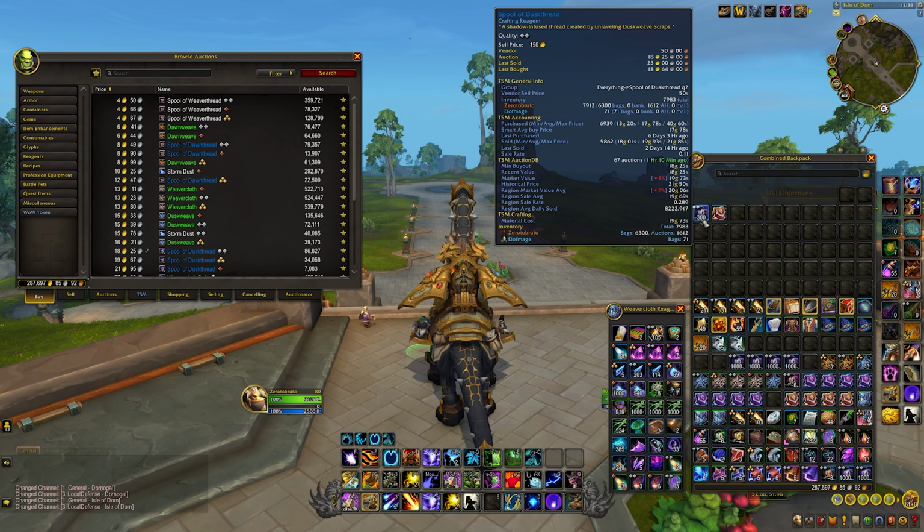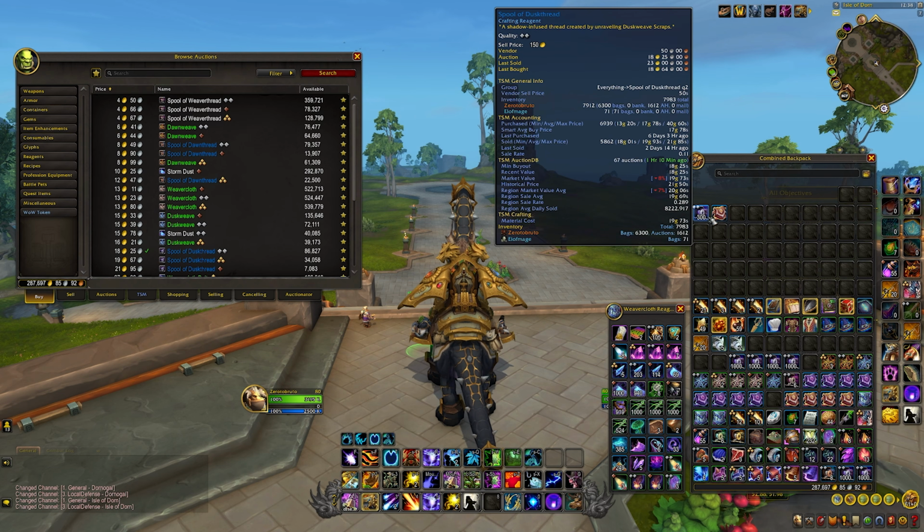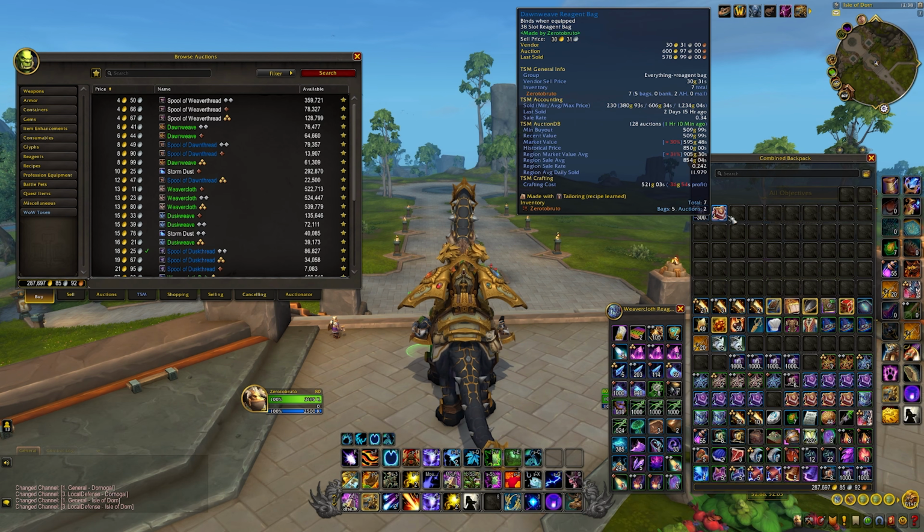But there are some things that are not region-wide, and I will let you know right now how you can spot the difference. Here in my bag, I have a stack of 300 Spool of Dusk Thread and a bag, the Dawnweave Reagent Bag. The Spool of Dusk Thread is a region-wide item that will sell on the region-wide auction house, and the Dawnweave Reagent Bag is a server-specific item that only sells on your server.